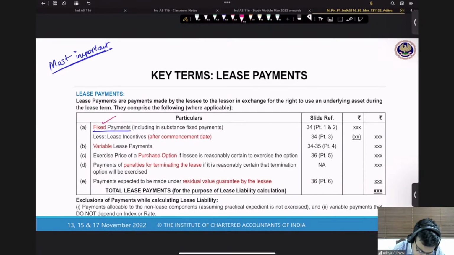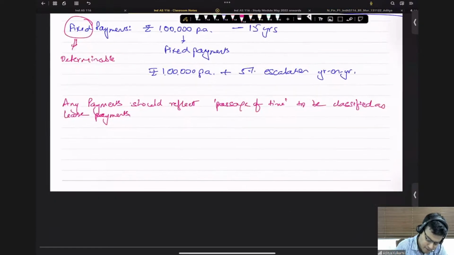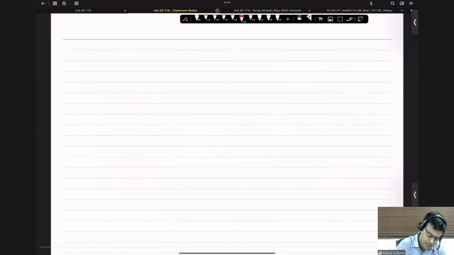Sir, what do you mean by in substance fixed payments? So let us take an example. Okay. Now, suppose you have an agreement. You are a franchisee, KFC, for example. Now, the agreement goes something like this. The lease rent is going to be based on footfalls.